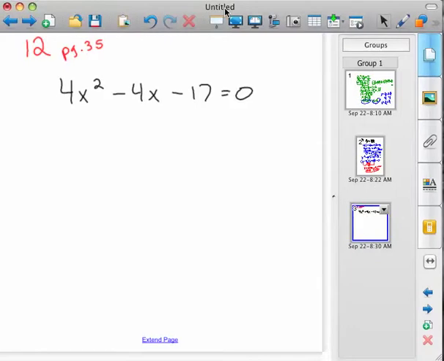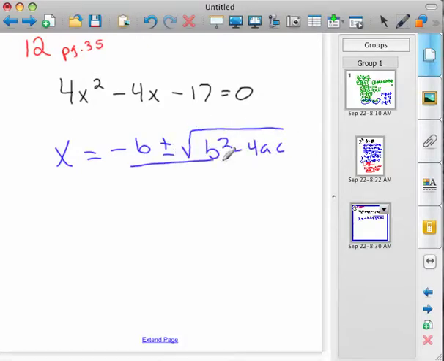Alright, so with this problem, we've got 4x squared minus 4x minus 17. It says we want to use the quadratic formula. So you have to sing yourself the quadratic formula song to remember it. The quadratic formula is pop goes the weasel, so x equals negative b plus or minus the square root of b squared minus 4ac all over 2a, where a is your quadratic term, b is your linear term, c is your constant. So a, b, and c.